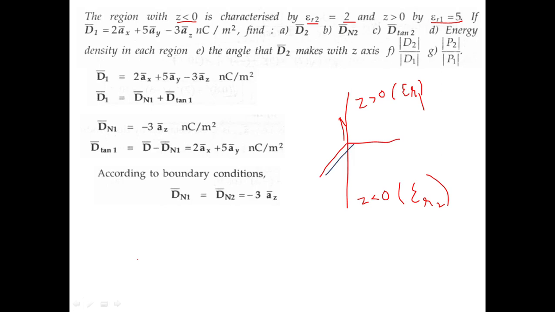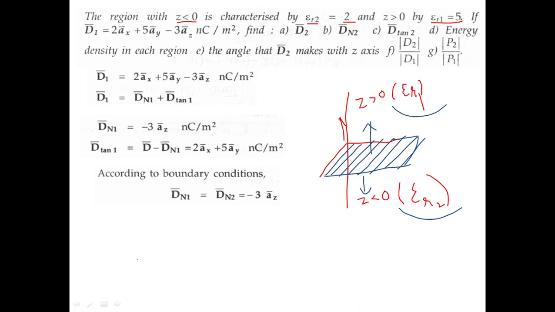So this will be the boundary, that is z equals 0, with z less than 0 and z greater than 0. When z is greater than 0, it is epsilon r1. When z is less than 0, it is epsilon r2, right? On this boundary we have to calculate D2, Dn2, Dtan2, and the energy density and all those, whatever they have asked.